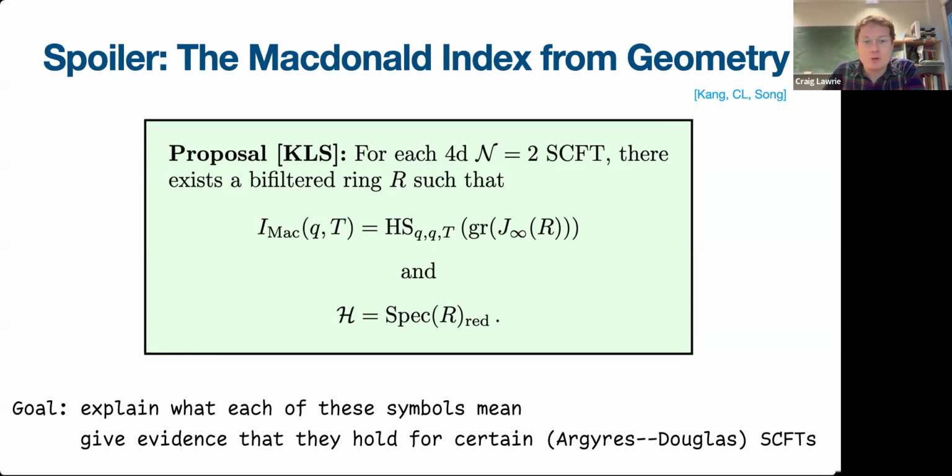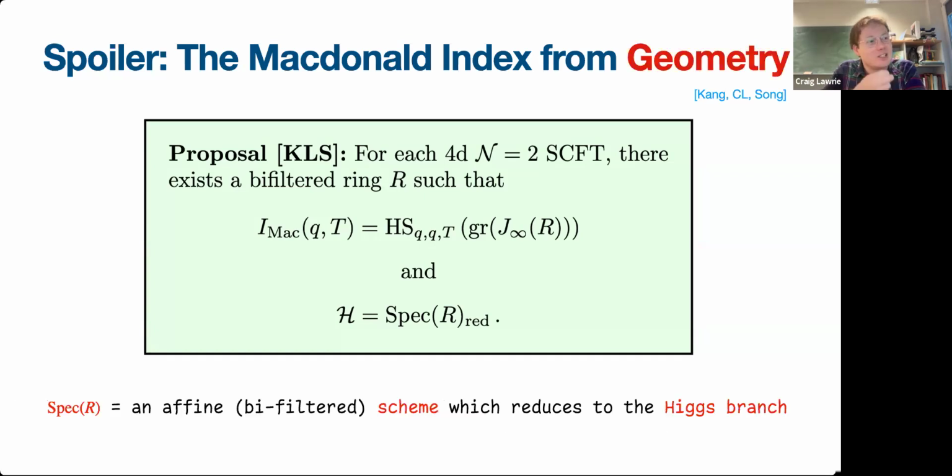You might be questioning why I said the word geometry and then all of a sudden I'm talking about bifiltered rings. Maybe I'm misleading you here. But as we know in algebraic geometry, if I start with a ring, I can take the spectrum of that ring. This allows me to define what's called an affine scheme. That scheme is also bifiltered because of the bifiltration on the ring. So really what we're talking about is a scheme which reduces to the Higgs branch as a variety. Okay.